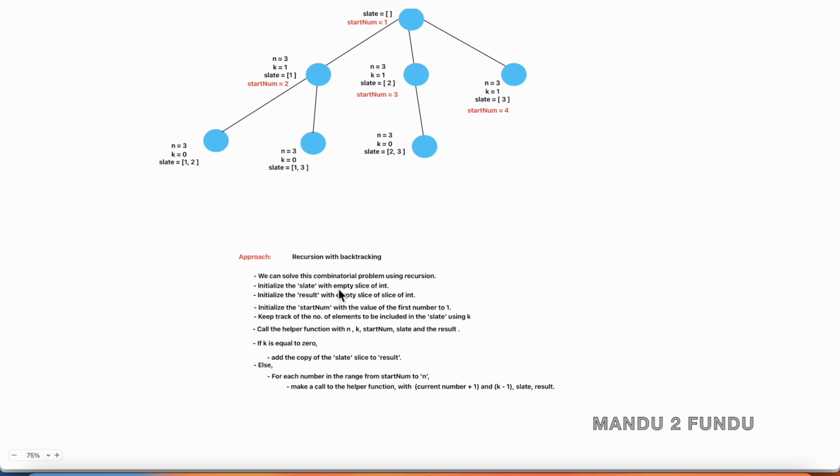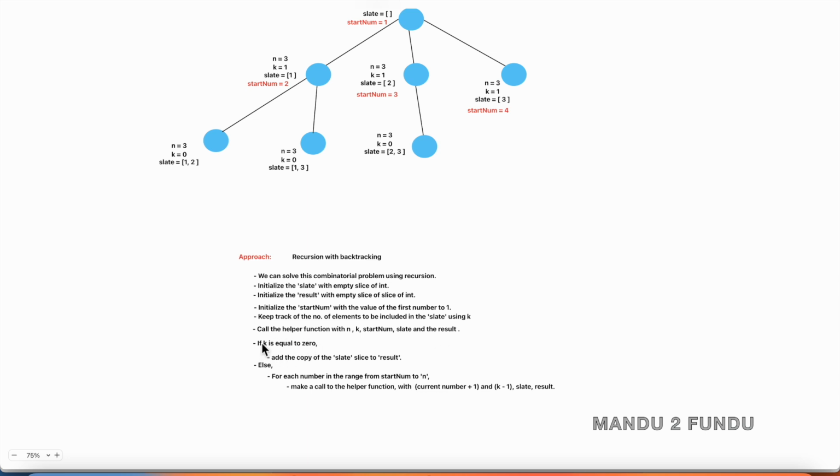First we initialize the slate with an empty slice of int, and initialize the result with an empty slice of int, and we initialize the starting number with the value of the first number in the input set, which is 1. Okay, and then we keep track of the number of elements to be included in the slate using k. So each level we go down, we decrement the value of k. Basically we make a call to a helper function with the input numbers n and k, and then the current starting number and the slate and the result.